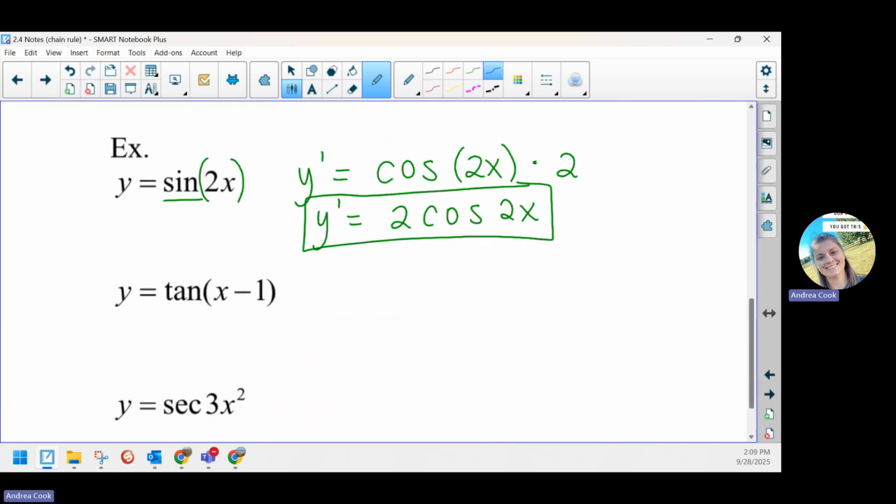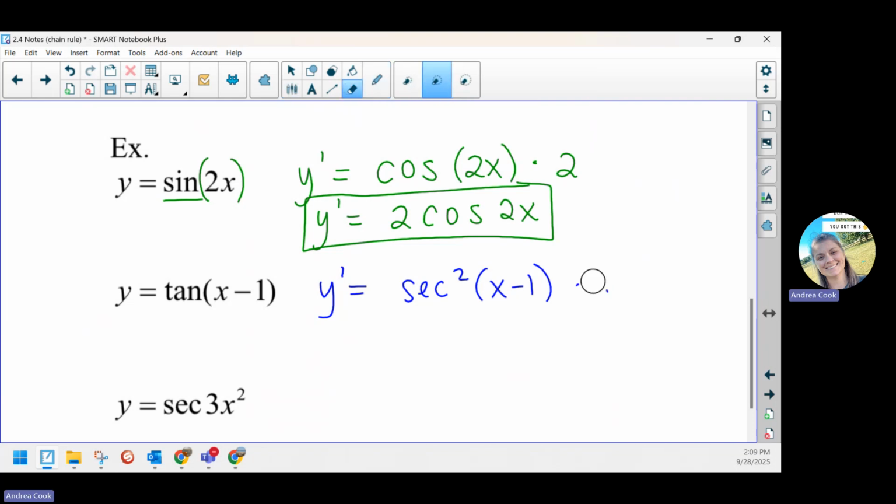Okay, so the next one, derivative of tangent. The derivative of tangent is secant squared. You keep that x minus 1, but then you chain on the derivative of x minus 1, which is just 1. So you don't need to write the times 1, but we can. So I'm just going to erase that times 1.